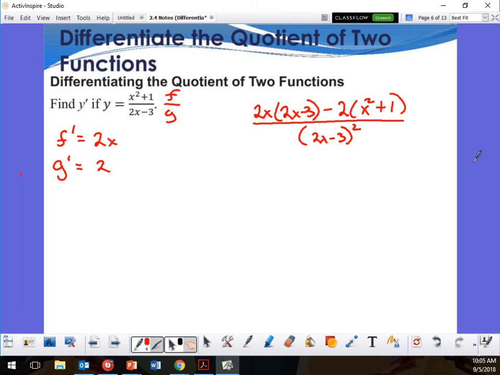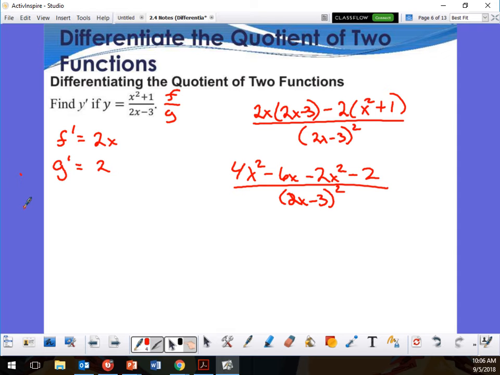Okay? So on an AP exam, on the free response, leave it like this. You would leave it like this, but on the multiple choice, you would actually have to work this out because your solution has to match their possible answers. So if I distribute here, I'm going to get 4x squared minus 6x minus 2x squared minus 2 all over, I'm just going to leave this 2x minus 3 squared because that one's already factored. I don't want to mess with that.